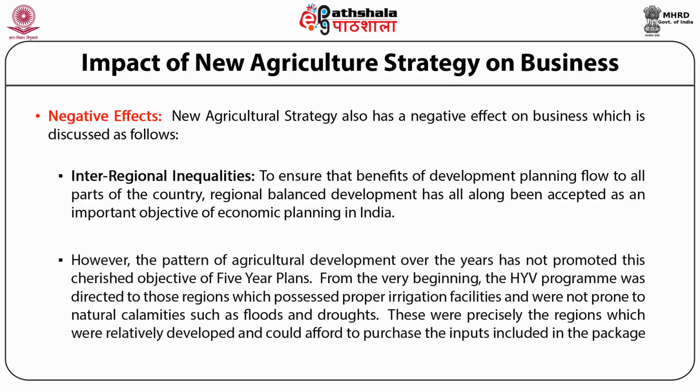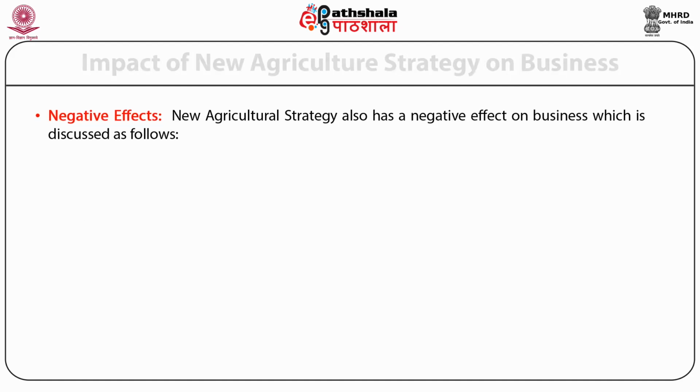However, the pattern of agricultural development over the years has not promoted this cherished objective of 5-year plans of India. From the very beginning, the high yielding variety program was directed to those regions which possessed proper irrigation facilities and were not prone to the natural calamities such as floods and droughts. These were precisely the regions which were relatively developed and could afford to purchase inputs included in the package.